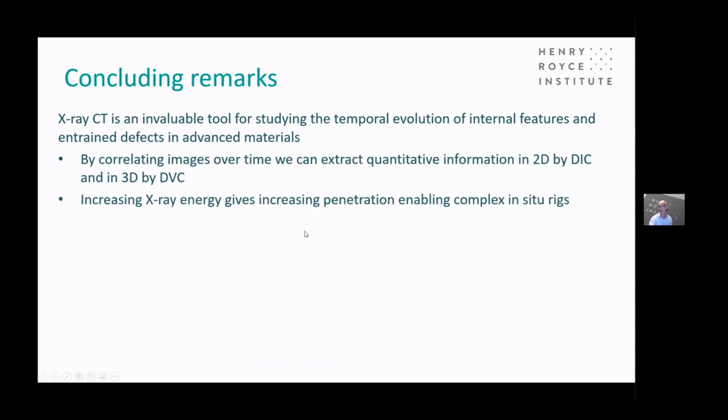We need to increase the energy as we look at larger and larger parts. So the work we did, for example, on the boiler, on the cooling fins, in the nuclear application, we used very hard X-rays up to 300 kV, whereas the work we did on small samples of carbon fiber, we were looking at energies of 20 to 30 kV rather than 300, so that we get better contrast on small samples.